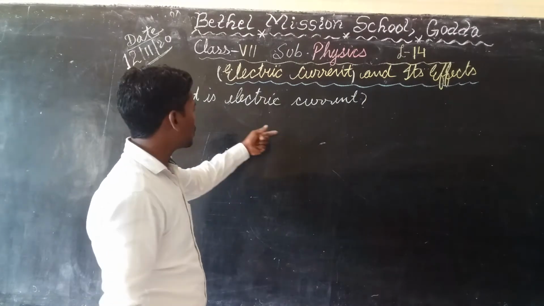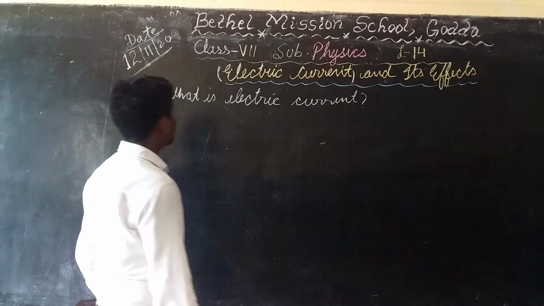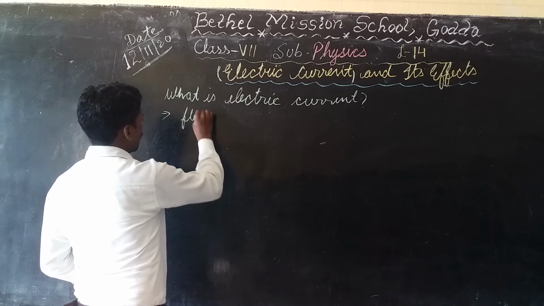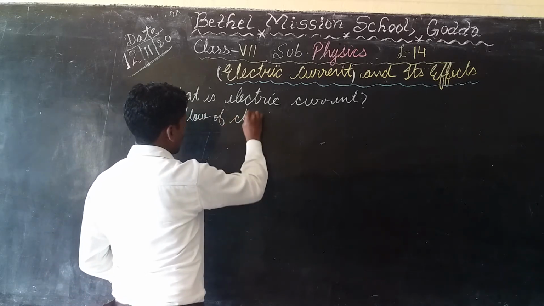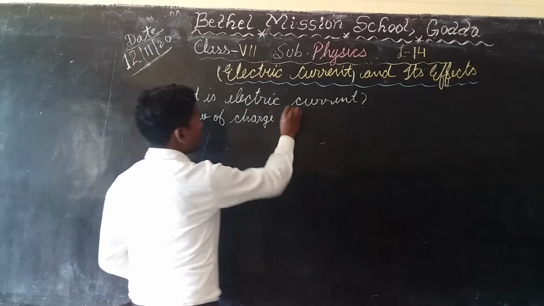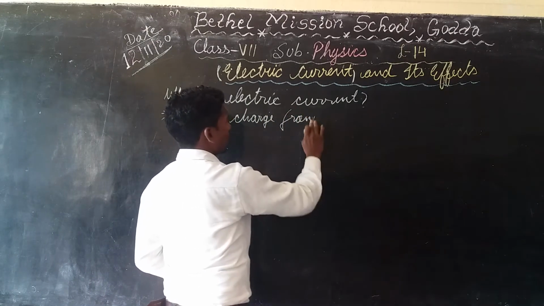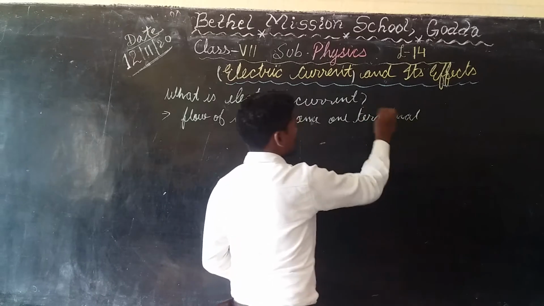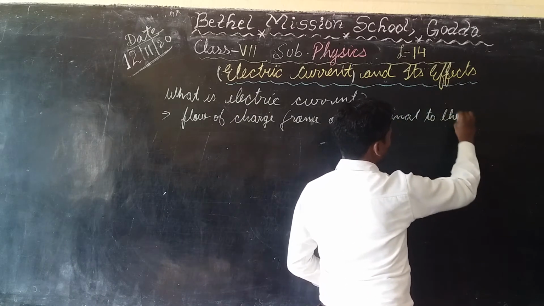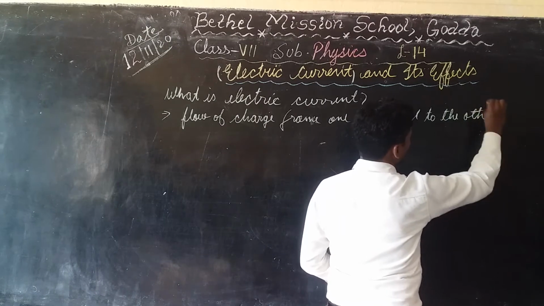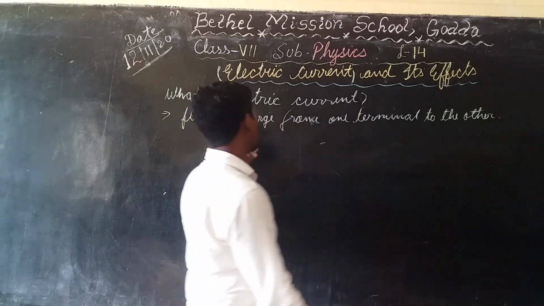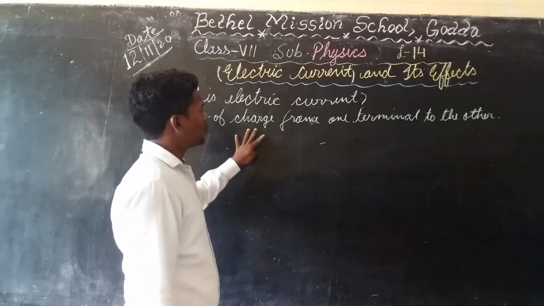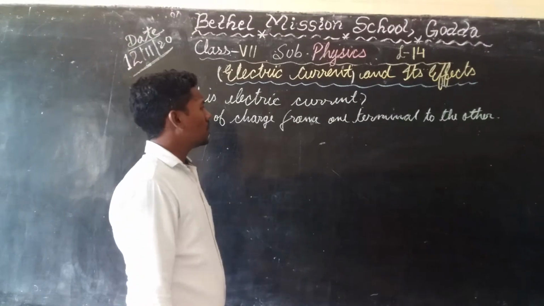In simple words, if this is the question, the answer is very simple. It can be defined as the flow of charge from one terminal to the other. So you can just write it: what is electric current? Electric current can be defined as the flow of charge from one terminal to the other terminal.